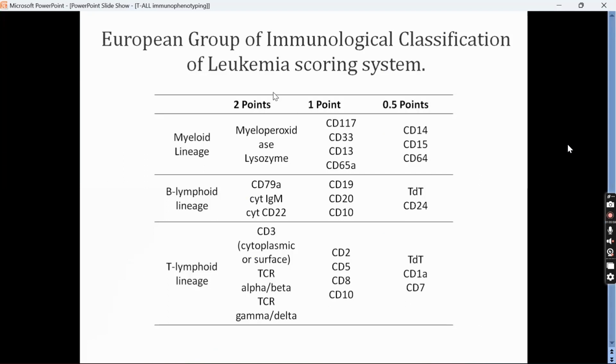Okay, so this was the earlier system that we used. This is the EGIL system, where we give 2 points for some markers based on their importance, 1 point for some markers, and 0.5 points for some markers. If you see, cytoplasmic CD3 has 2 points. What's very funny is that CD79a is given 2 points, which is not right. So this current system is gone. This EGIL system is completely abolished. Now nobody is practicing it. It was some 5-6 years ago. Now it is not used.